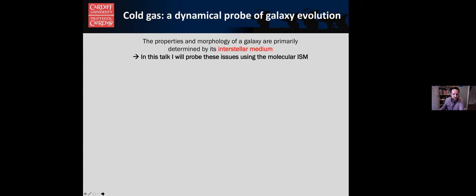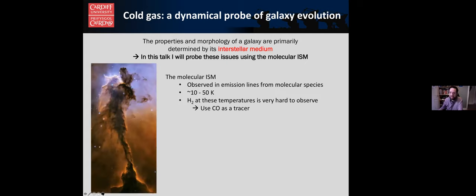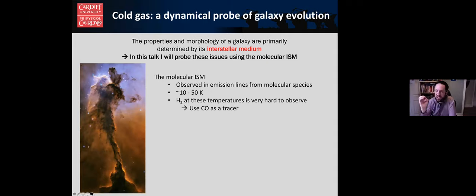So to do that, I'm going to use the interstellar medium as my tool of choice. And primarily here, the molecular interstellar medium. And the reason I want to do that for the second question is kind of obvious. So the molecular gas is the fuel for star formation. It's the cold material, 10 to 50 Kelvin. I know a lot of you study this material as well, where the gas is primarily molecular. And this is the fuel for star formation, the direct fuel. So the second question is obvious that this is the material that you want to probe if you want to understand why star formation in galaxies cares about the galaxy it lives in.